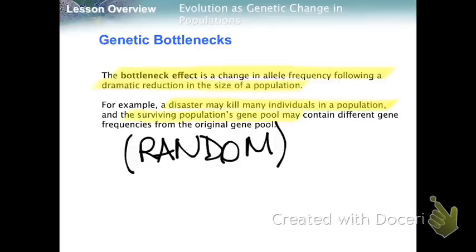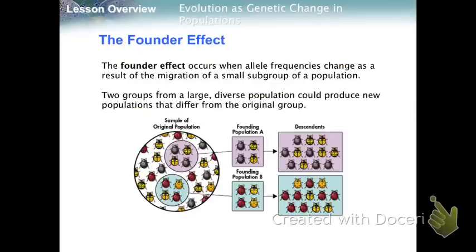The surviving population's gene pool might have different gene frequencies from the original. So that's a bottleneck effect. Founder effect is a little bit different. Allele frequencies change as a result of the migration of a small subgroup of a population. That can happen in humans, where you have a group of people that become isolated for whatever reason, whether geographically or based on belief, situating themselves away from other individuals in society.